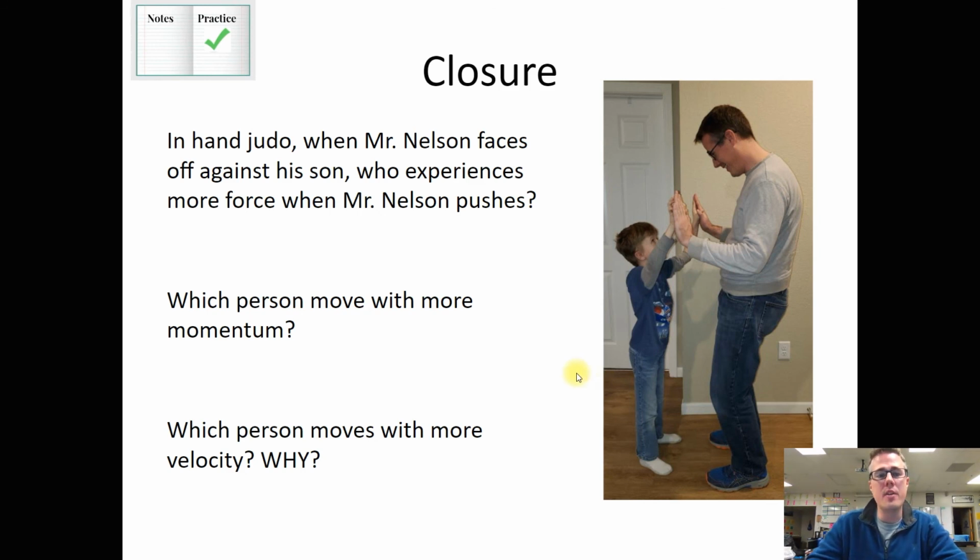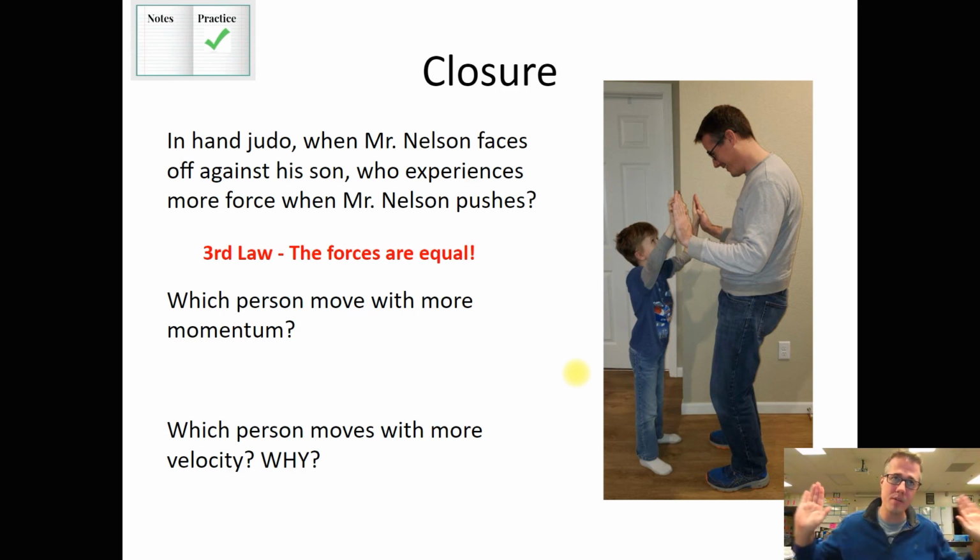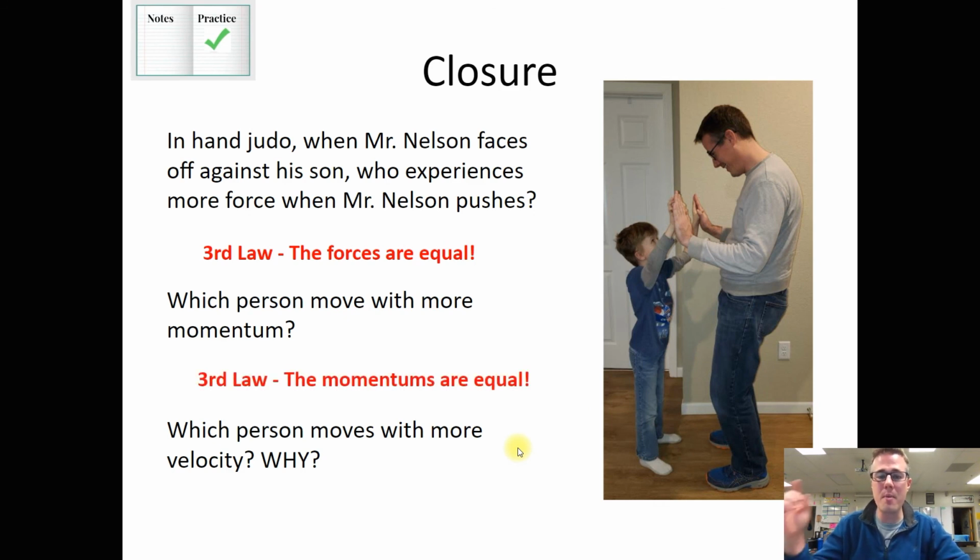Let's check in. Newton's third law says that all the forces have to be equal. I know it doesn't seem like it, but in order for me to push on my son, I have to receive a force back in the same amount in the opposite direction. So if I push with 100 newtons, I'm also receiving a force of 100 newtons. They're equal. And because momentum and forces are related, Newton's third law says that the momentums are equal too. If I push on him and give him some amount of momentum, I also receive the same amount of momentum in the opposite direction. The thing that's different is our velocities.